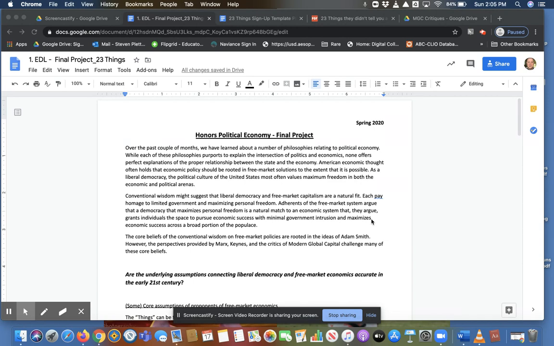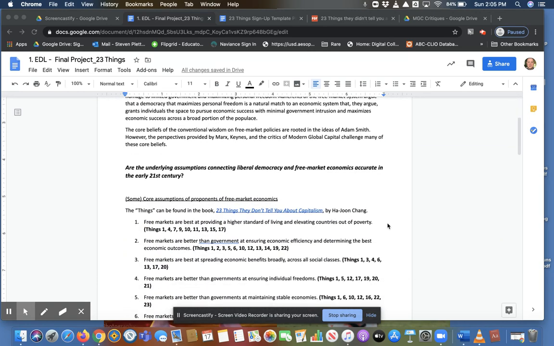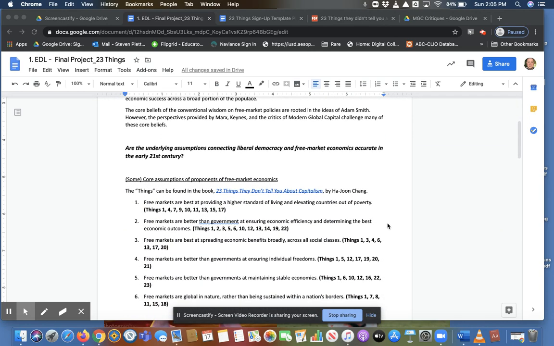Adherents of the free market system argue that a democracy that maximizes personal freedom is a natural match to an economic system that, they argue, grants individuals the space to pursue economic success with minimal government intrusion and maximizes economic success across a broad portion of the populace. The core beliefs of the conventional wisdom on free market policies are rooted in the ideas of Adam Smith. However, the perspectives provided by Marx, Keynes, and the critics of modern global capital challenge many of those core beliefs.